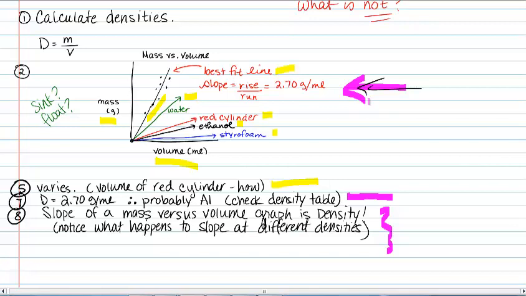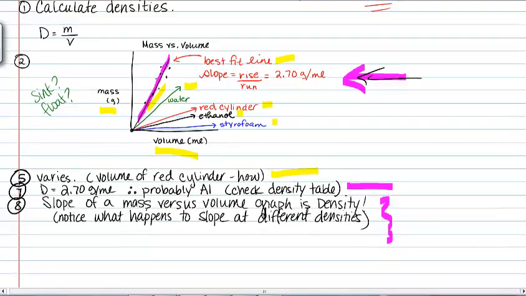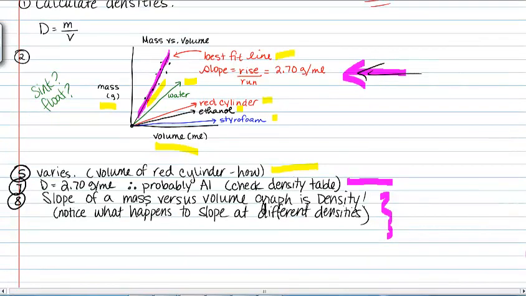Okay, it's less dense. It has a smaller slope. So it's less dense. And if I compare that to this metal cylinder here, the metal cylinder has a much greater slope than water does. So it's going to sink. So we can tell by the slope of that graph, the bigger the slope, the bigger the density there. Okay? Questions on that?